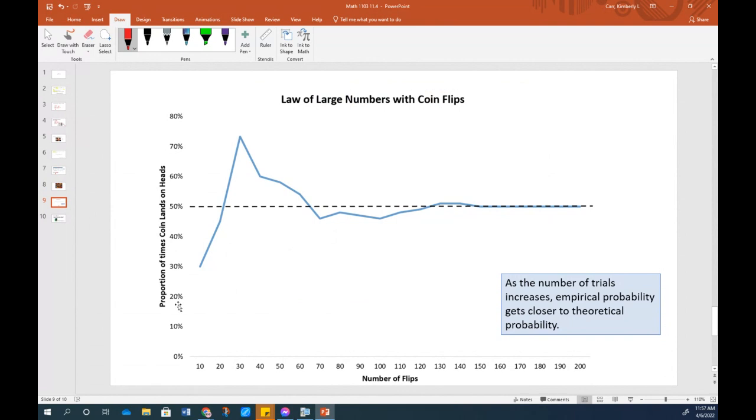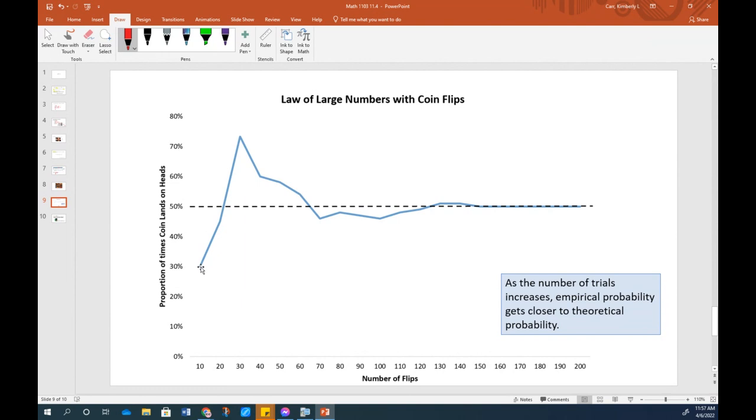Well, this is one possibility of the chart that happens. You flip it 10 times, maybe you only have heads 30% of the time. Suddenly you're going to get heads a lot of times in a row, so that by the time you've flipped it 30 times, you've gotten heads more than 70% of the time. But as you can see, this is almost like an average in a class.